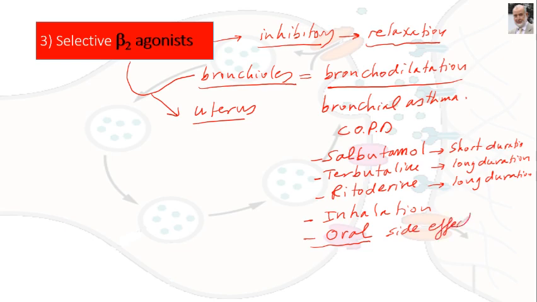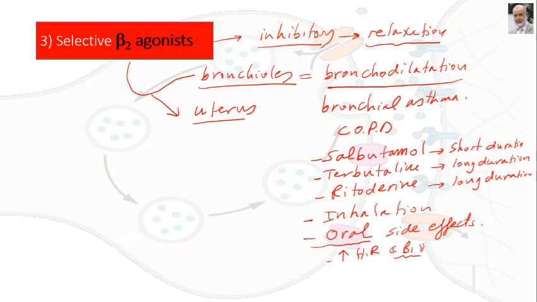Or more systemic effects. They produce increase in heart rate due to beta-1 effect, because they are not very selective, especially when they are taken orally. Usually they are used in higher dose. When they are used in higher dose, their selectivity will disappear, and therefore they will produce increase in heart rate or tachycardia. Okay, this is the most common side effects.